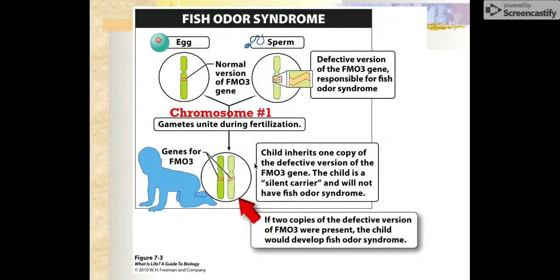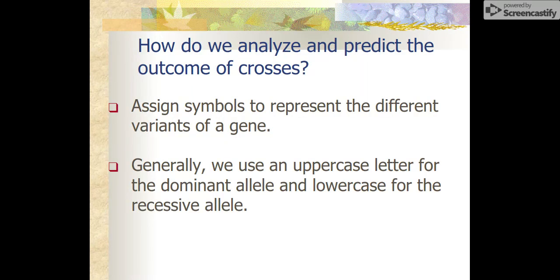Now, this child is going to be fine because, as we'll talk about later, some genes are dominant, some genes are recessive. But if this child had two of the defective genes, he'd have this fish odor syndrome and would produce a smell that most people would not find very alluring.